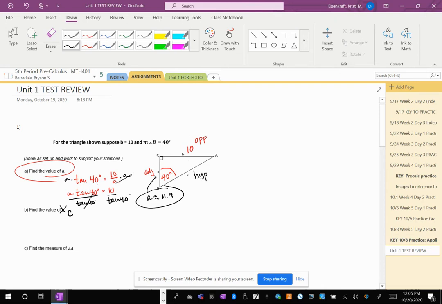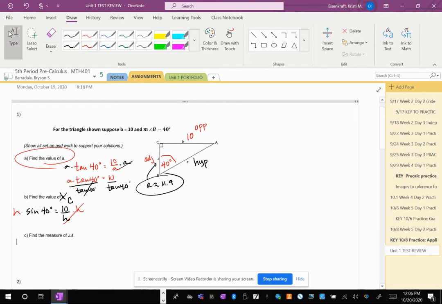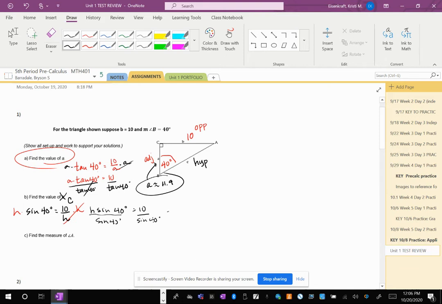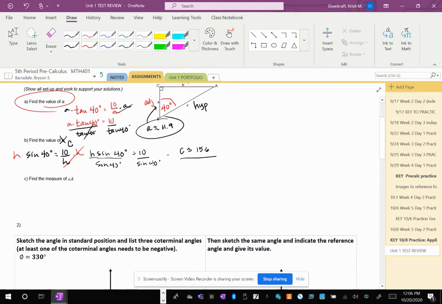So opposite over hypotenuse is a sine ratio. So we're going to say sine of 40 degrees needs to equal 10 over h. Again, our variable is in the denominator, which is a little bit of a pain. Okay, so then we have h sine of 40 equals 10. I'm going to divide both sides by sine of 40. Make sure you are in degree mode. And 10 divided by sine of 40 is about 15.6. So the length of C is about 15.6.